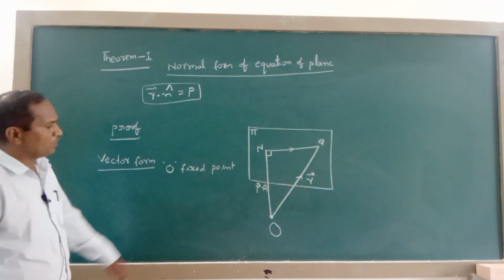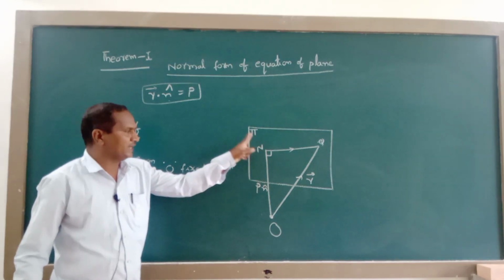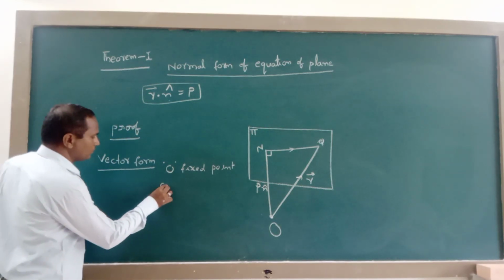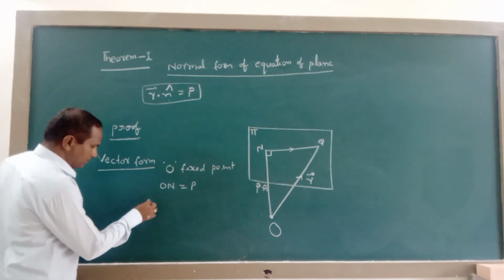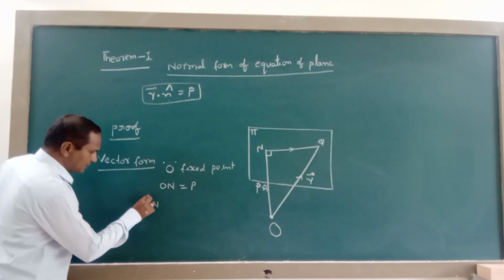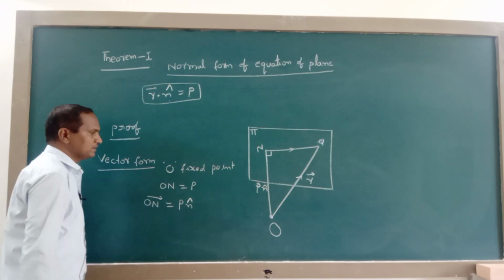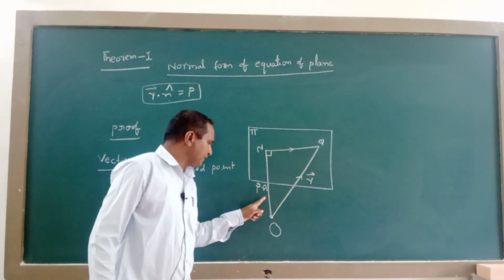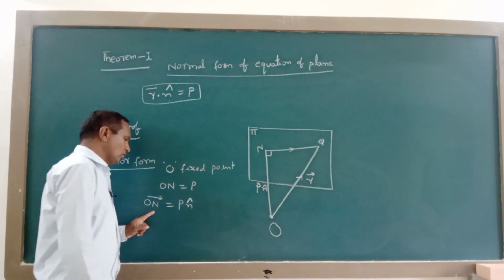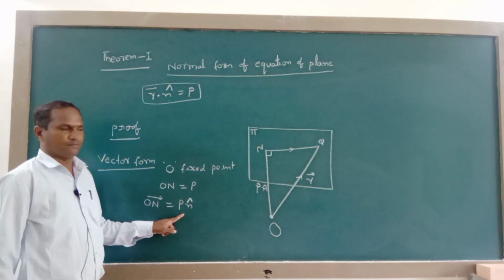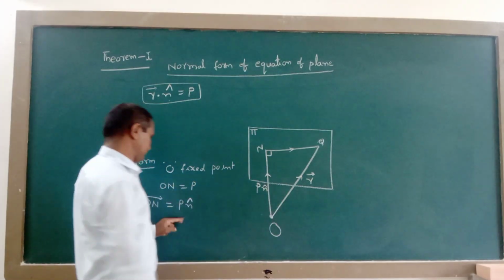And let ON be the length of the perpendicular from the origin onto the plane pi, that is, ON is equal to P here. At the same time, we can write the ON vector as P n cap, because n cap is the unit vector along the vector ON. That's why the ON vector can be written as P n cap.